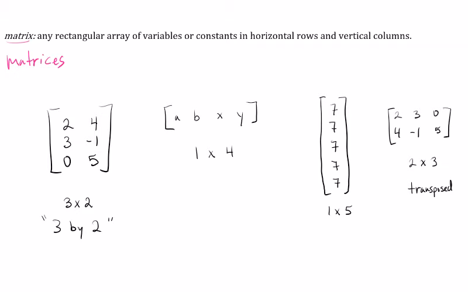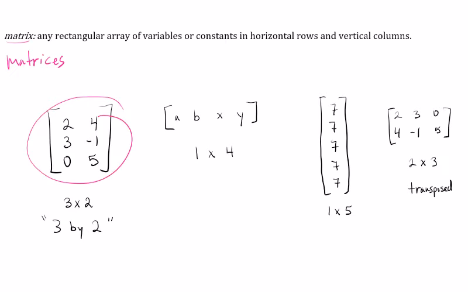So it's any rectangular array of variables or constants in horizontal rows and vertical columns. So it's basically a collection of numbers or variables in an arranged type of way, in a structured type of way. So I drew out some examples here.